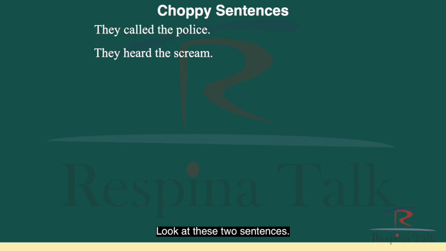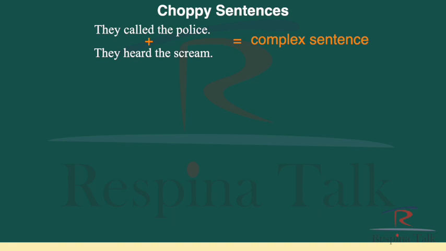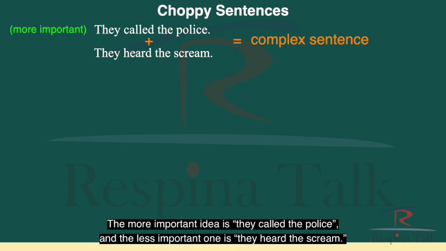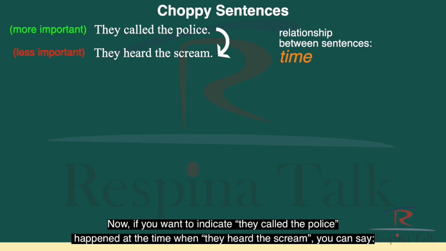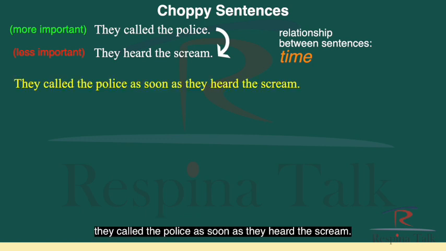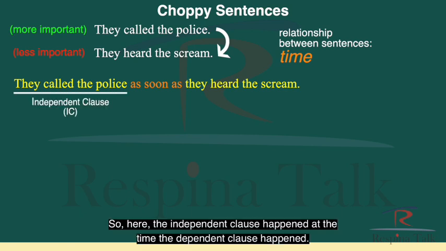Look at these two sentences. They called the police. They heard the scream. You want to combine these two sentences to form a complex sentence. The more important idea is "they called the police." And the less important one is "they heard the scream." Now, if you want to indicate they called the police at the time when they heard the scream, you can say, "They called the police as soon as they heard the scream." So here, the independent clause happened at the time the dependent clause happened.